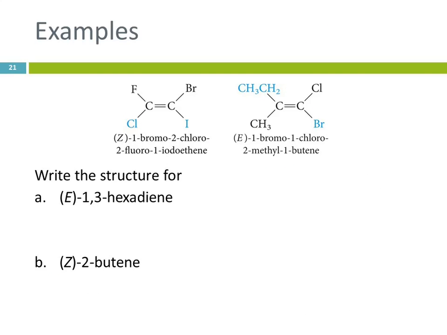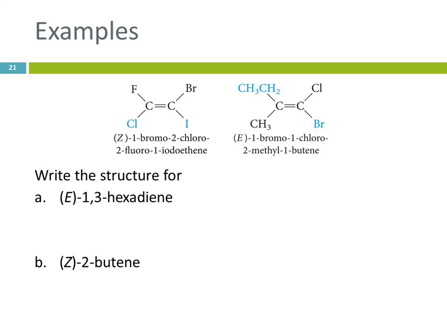So, doing some examples. This is just showing what we just talked about and then showing how you would name them. We would call this carbon number one because bromine comes first in the alphabet. It's ethene. So we get 1-bromo-2-chloro-2-fluoro-1-iodoethene. And to specify that it is that cis version, that these higher priority groups are on the same side, we put Z, capital Z, in parentheses before the whole thing. And this is E, because these higher priority groups are opposite of each other.